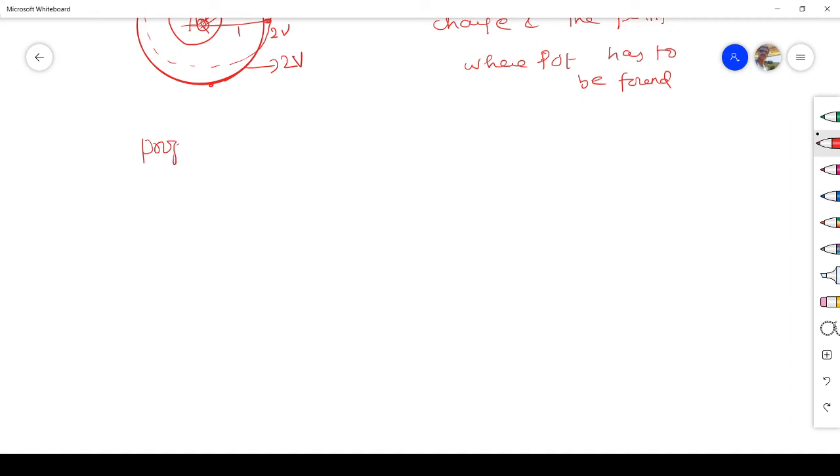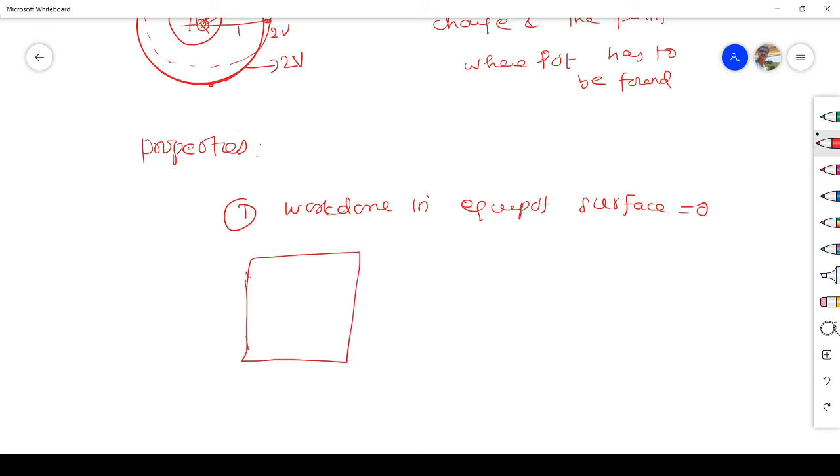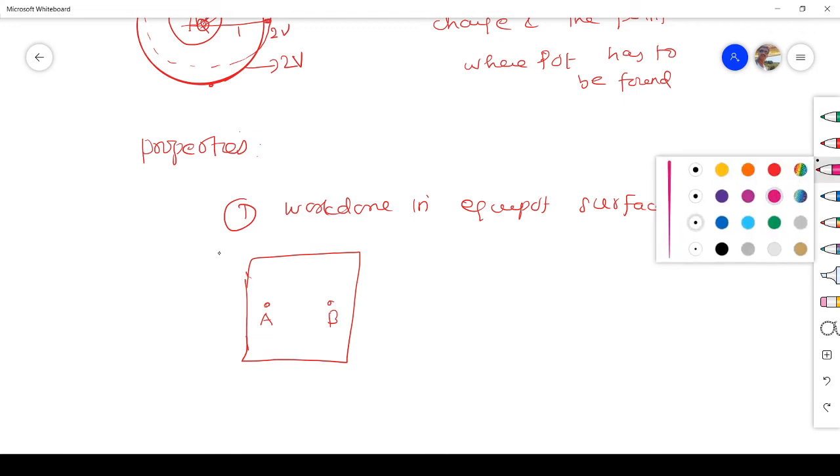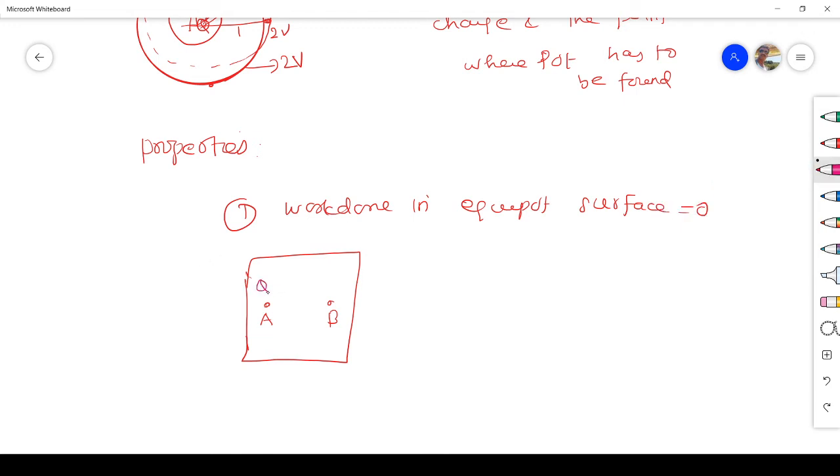What are the properties of equipotential surface? The first property is: work done in an equipotential surface is 0, right? So why? Let us assume I have one equipotential surface like this, right? Here let us assume this point is A, this point is B. I want to move a charge from point A to point B, here to here.